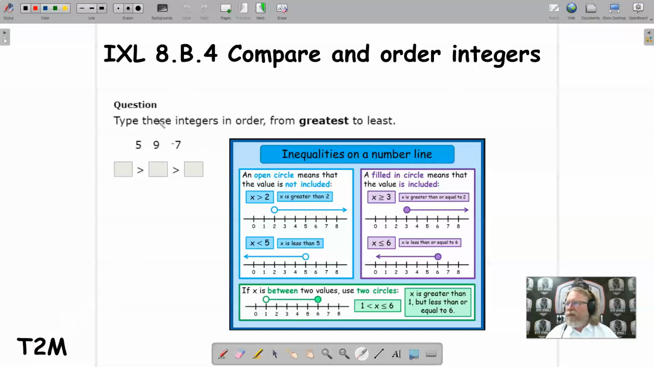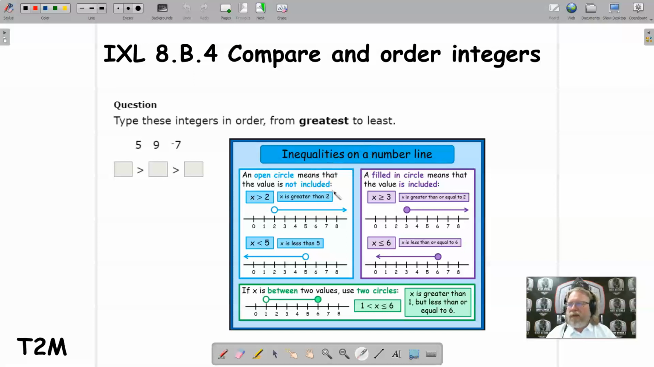So in this activity, we're going to be using inequalities to compare numbers. That's what we're asked to do, to compare numbers, and then we're going to put them in order, sometimes from least to greatest, and other times greatest to least. So let's take a moment to talk about inequalities.